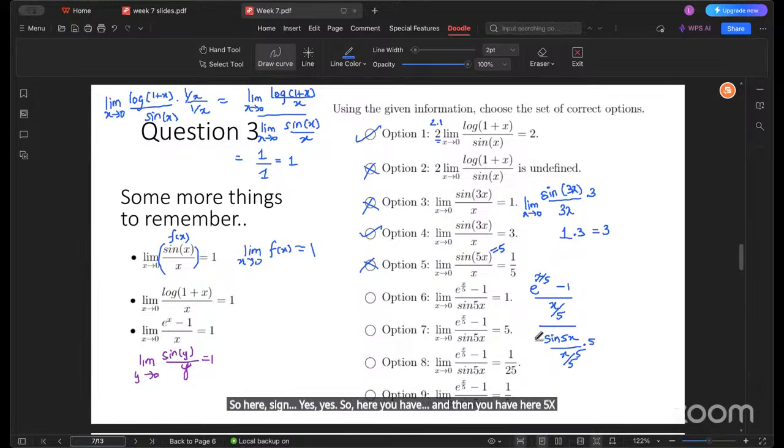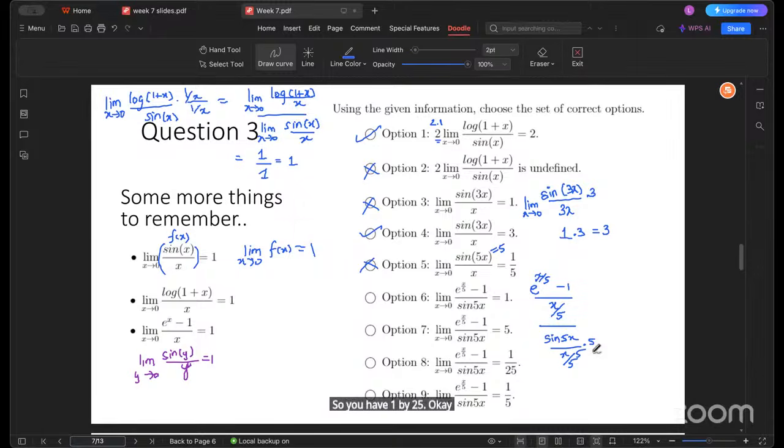So this part you will get 1. And what is the numerator again? Limit x goes to 0, it is again 1. The numerator is again 1, right? Okay. So then what is the final answer here? 1 by 25. So here you have 5 here and 5 here. So you have 1 by 25.